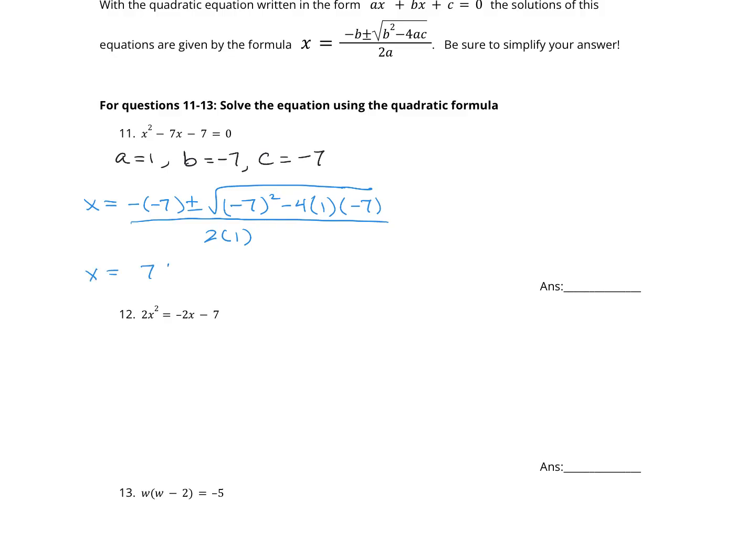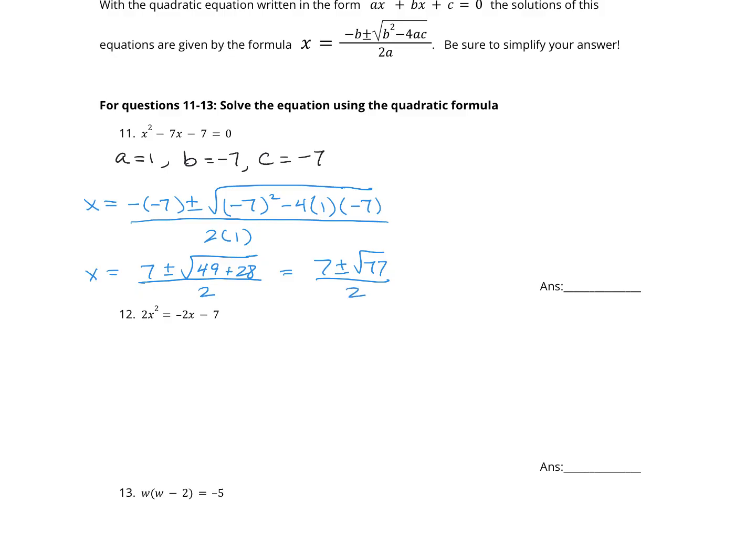So it's going to be positive 7 plus or minus inside the square root. 7 squared is 49, always positive, plus 28 over top of 2. 49 and 28, well, they're not the everyday numbers we see, so let's just add them up on a little mini calculator. It's like 77. So this is going to turn into 7 plus or minus the square root of 77 over 2.